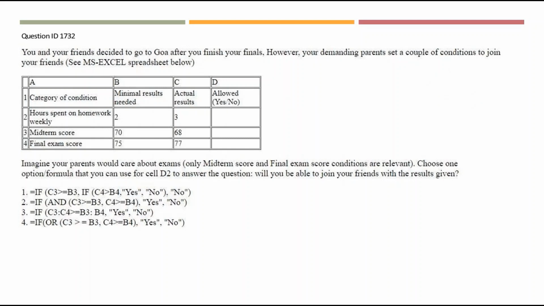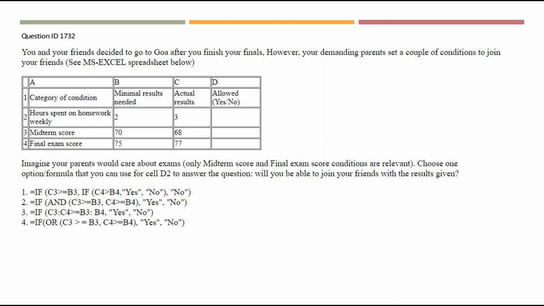Next question. You and your friends decided to go to Goa after you finish your finals. However, your demanding parents set a couple of conditions to join your friends. They have given an MS Excel spreadsheet below. The categories of condition will be hours spent on homework weekly, midterm score and final exam score. The minimum results needed are listed in column B and the actual results are in column C. Whether you will be allowed to go or not will be decided in column D.